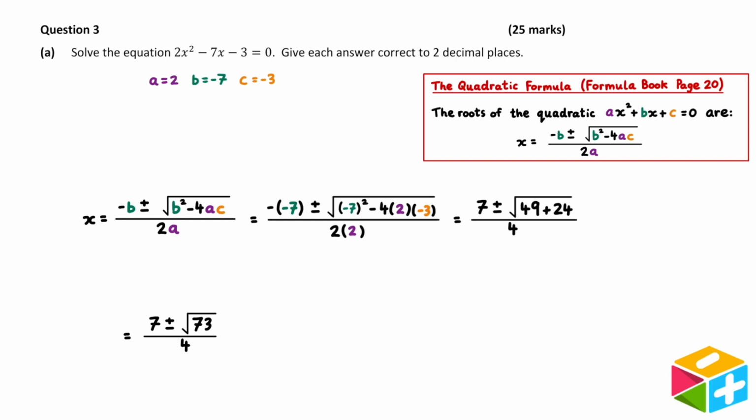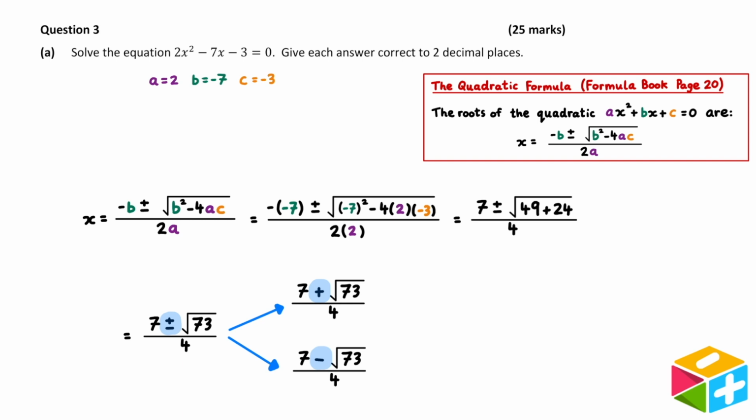So, how do we deal with this plus minus sign? Well, this means we should split into two cases. In the first case, we replace this symbol with a plus, and in the second case, we replace this symbol with a minus. From here, it's just going to be some calculator work and some rounding.